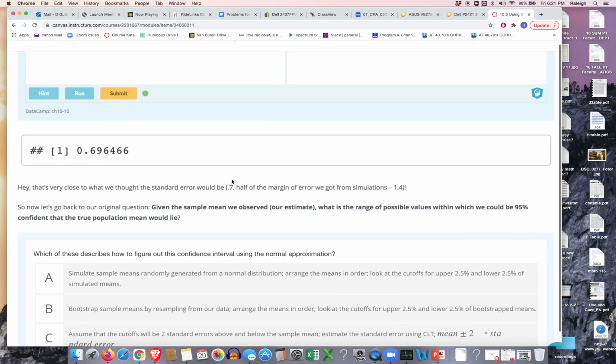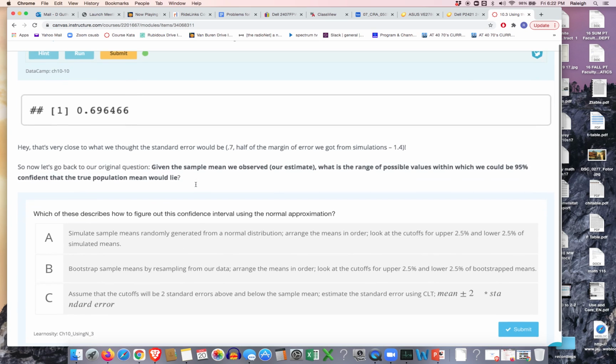And that's very close to what we thought it would be, 0.7. Remember, we talked about dividing 1.4 by 2, because that was 2 standard errors. We wanted one of them. And there it is, very close to 0.7. So that's nice to know.